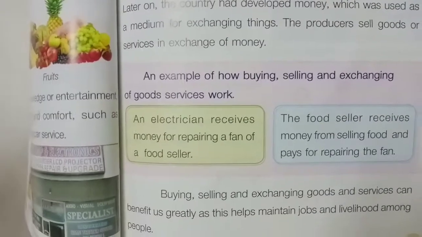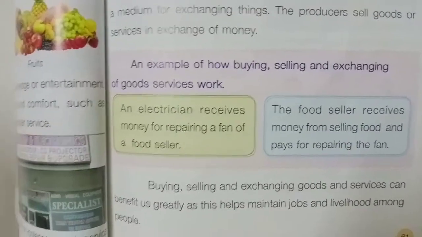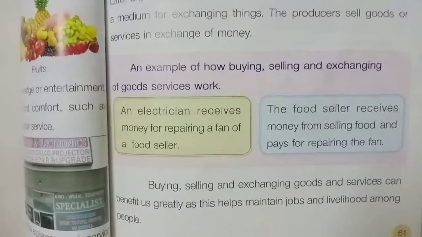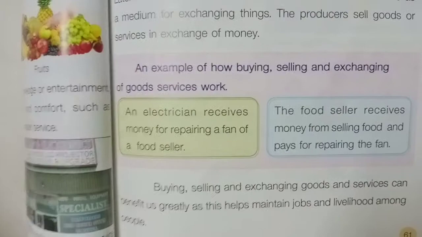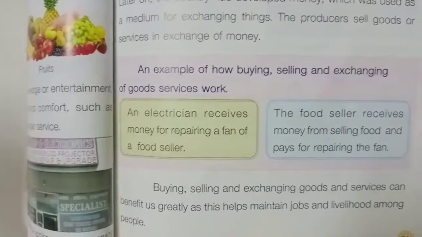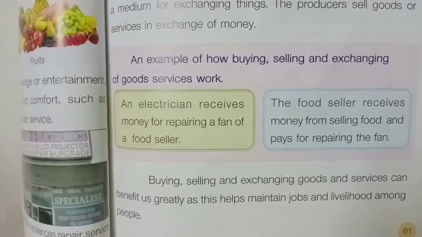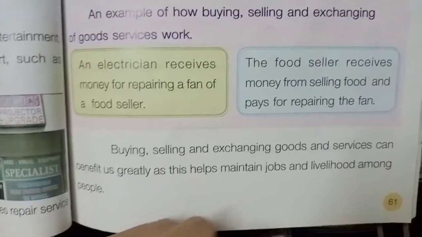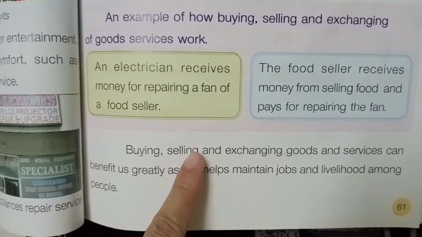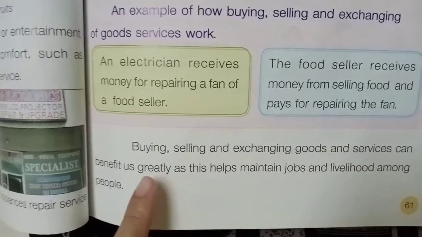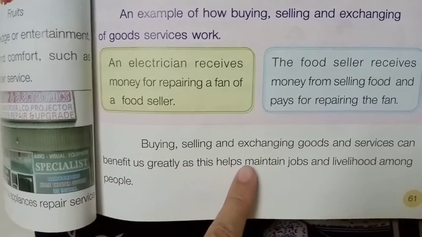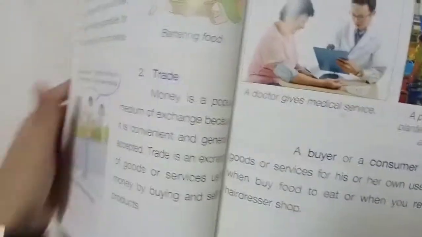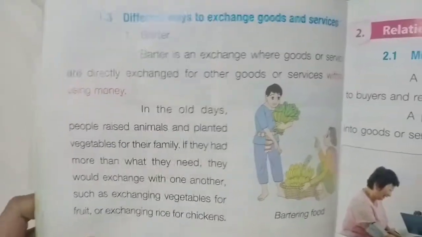And Kutchaporn is also selling fruits, for example. And then Pirawit got hungry. So Pirawit goes to the market and goes to the shop of Kutchaporn and buys food, buys the fruit. So Pirawit pays money for the fruit. So that's how the exchanging of goods and services works. So buying, selling, and exchanging goods and services can benefit us greatly as these help maintain jobs and livelihood among people. Okay, so next page we have here the barter.